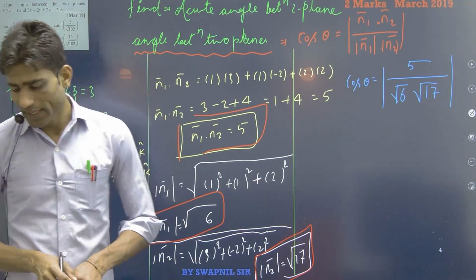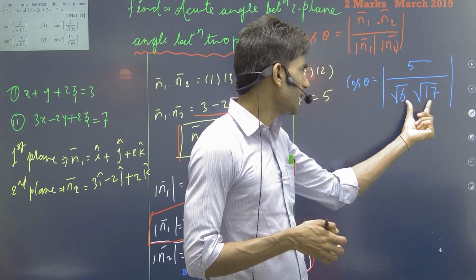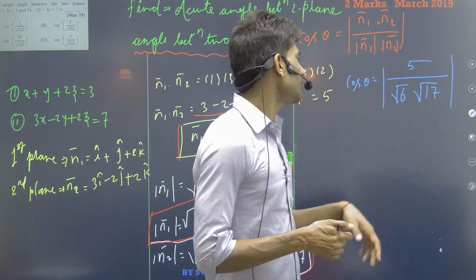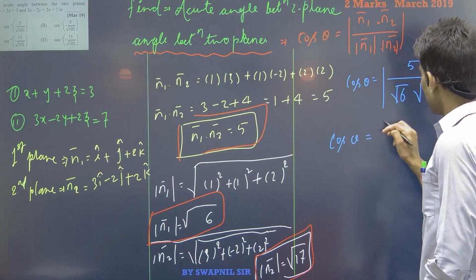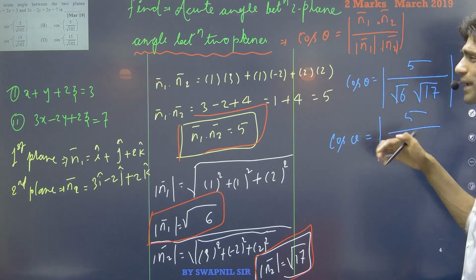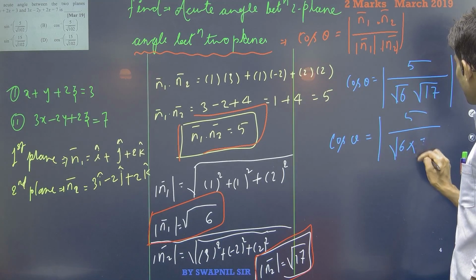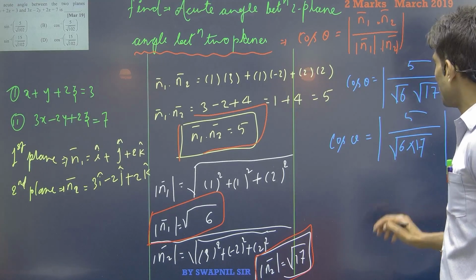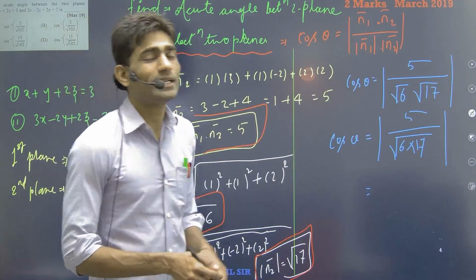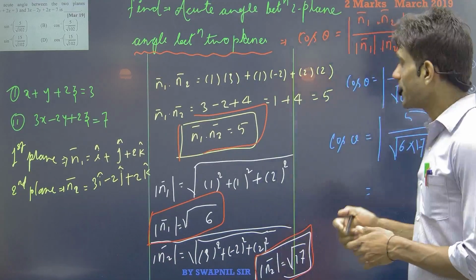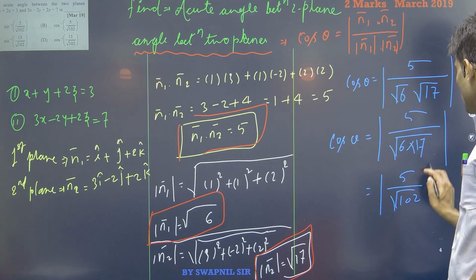Keep that value as it is. Let's merge the two different square roots. Merging these two square roots, we get 17 multiplied by 6. So I can write cos theta as modulus of 5 divided by square root of a into square root of b, which is the square root of a into b. So square root of 6 multiplied by 17. 17 times 6 is 102 here. So we can write 5 divided by square root of 102. This is the value.